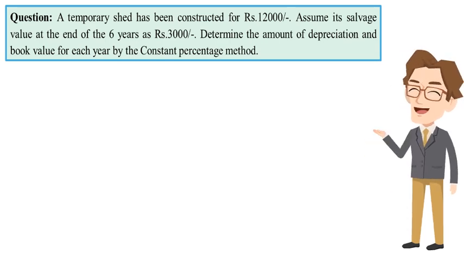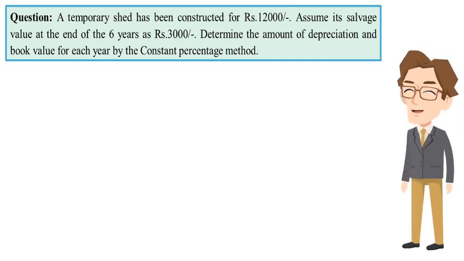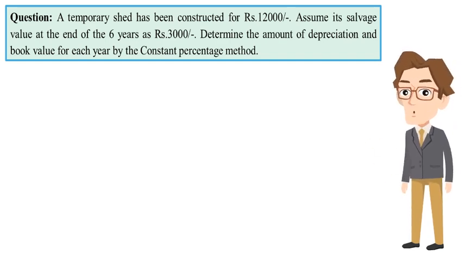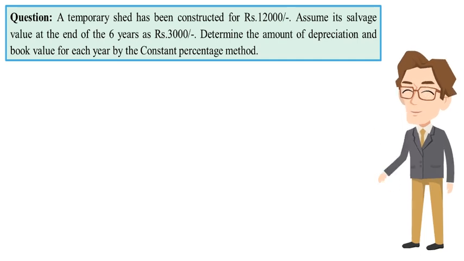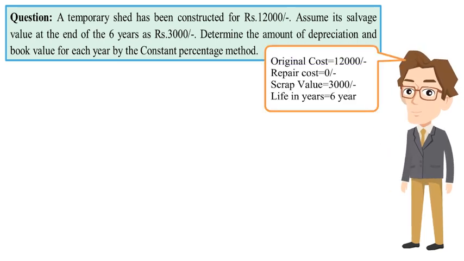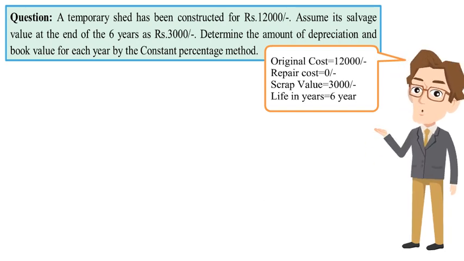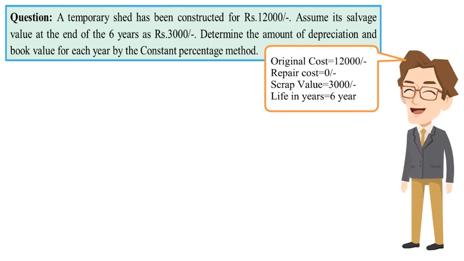Next problem. A temporary shed has been constructed for Rs 12,000. Assume its salvage value at the end of the 6 years as 3,000 rupees. Determine the amount of depreciation and book value for each year by the constant percentage method. Given details are: original cost equals 12,000. Repair cost equals 0. Scrap value equals 3,000. Life in years equals 6 years.